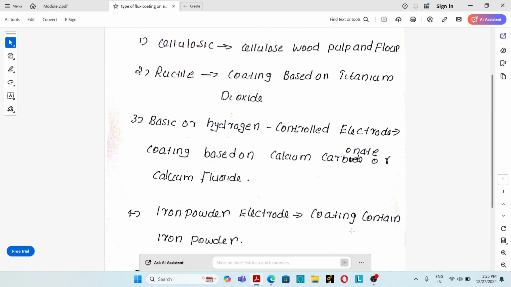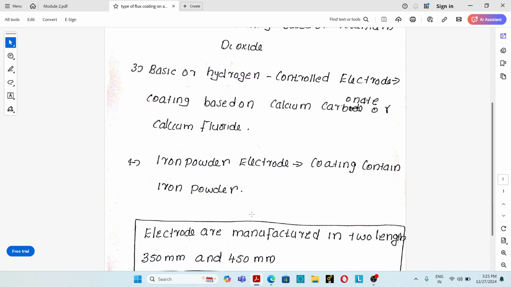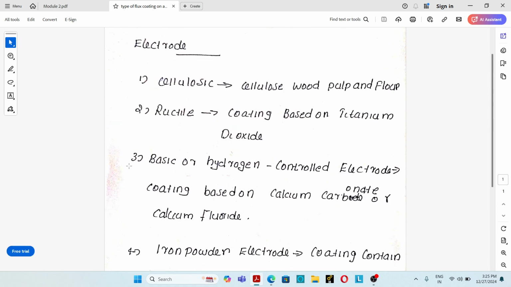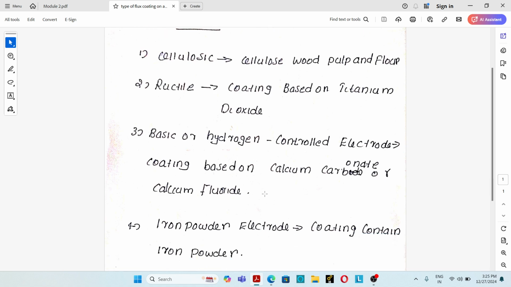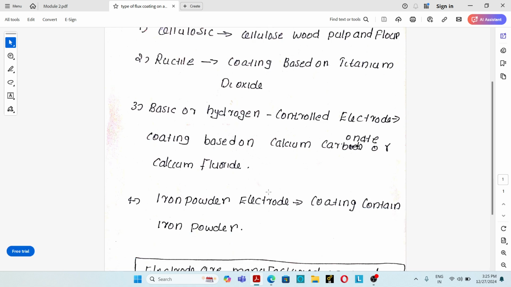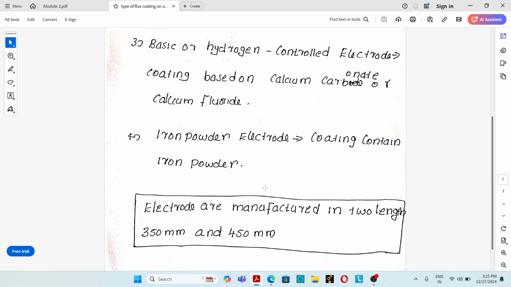Iron powder electrode: coating containing iron powder. These are the commonly used fluxes in arc welding electrodes: cellulosic, rutile, basic or hydrogen, and iron powder electrodes. Electrodes are manufactured in two lengths, 350 mm and 450 mm. These are the common lengths of electrodes manufactured for the arc welding process.